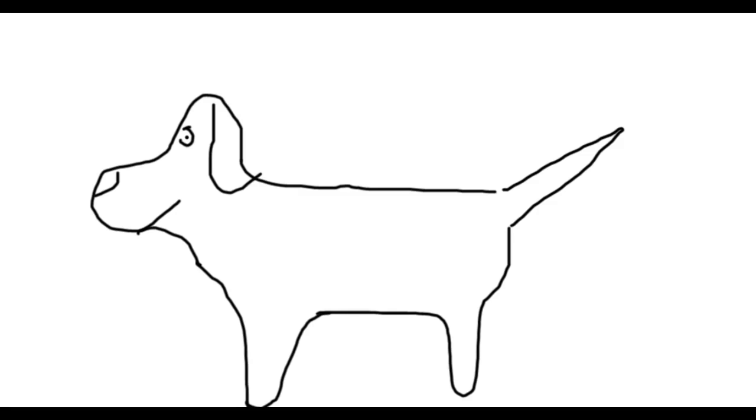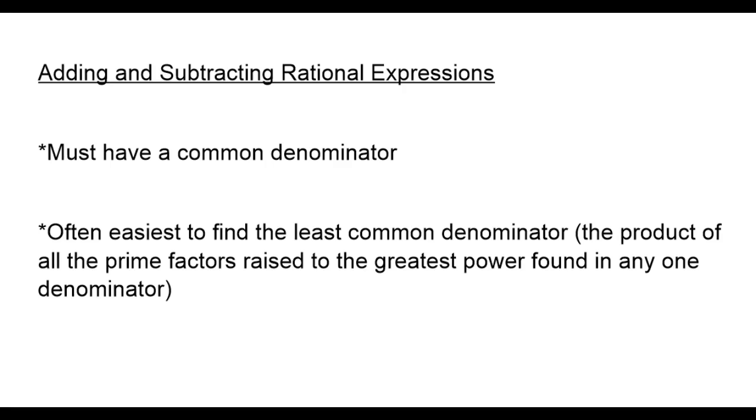Let's get back to some math problems. I said before, multiplying and dividing rational expressions tends to be a little easier than adding and subtracting, because when we're adding or subtracting rational expressions, we need to have a common denominator. Just like when you're adding or subtracting fractions with numbers, 2/3 plus 4/5, you need to get a common denominator. It's often easiest to find the least common denominator, the product of all the prime factors raised to the greatest power found in any one denominator.